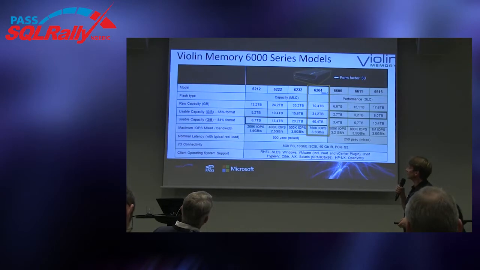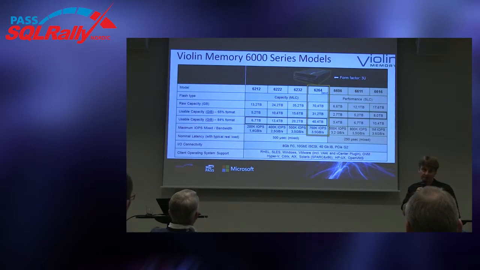This is the store system that we have. I'm going to talk about all of them, but a 3U box can have up to 40.4 terabyte usable and deliver 750,000 IOPS and nearly 4 gigabyte of throughput. So that's a very low footprint to deliver a lot of performance.